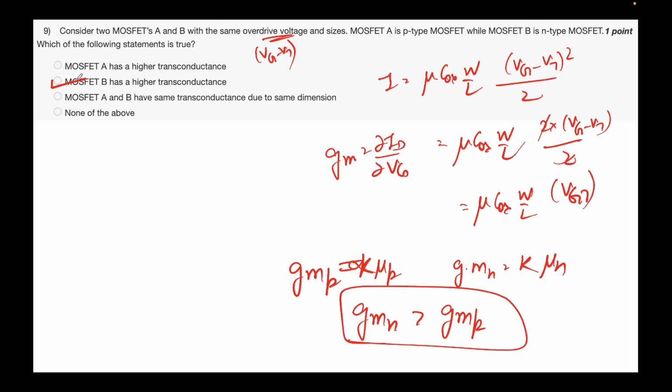So that is all for today. Gm is a transconductance, as I was saying. Conductance is essentially current over voltage. Trans means from the other side. So the output current divided by the input voltage. That's what we mean by transconductance.